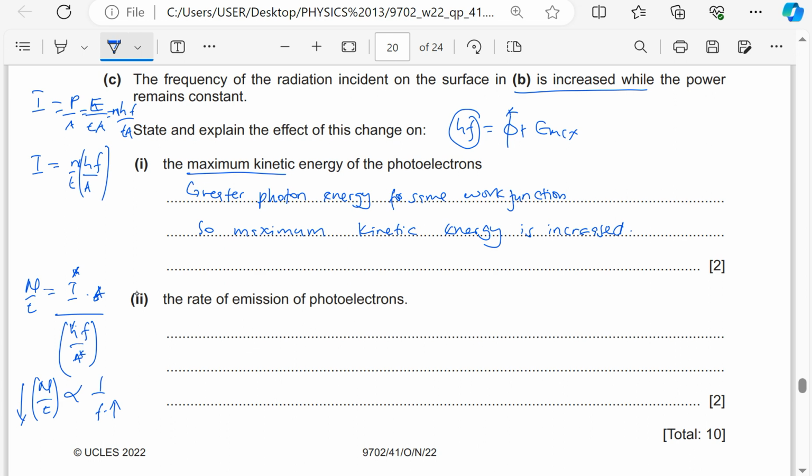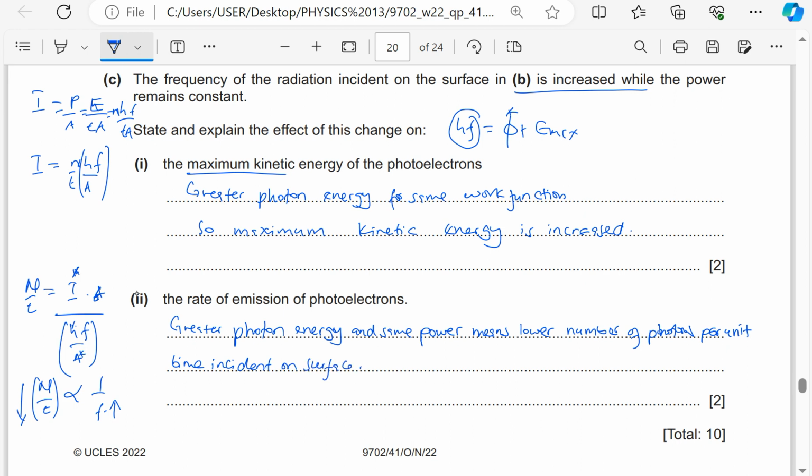So greater photon energy at the same power means a lower number of photons incident on the surface per unit time. Same power is the same as saying same intensity. Same power means a lower number of photons per unit time incident on the surface.